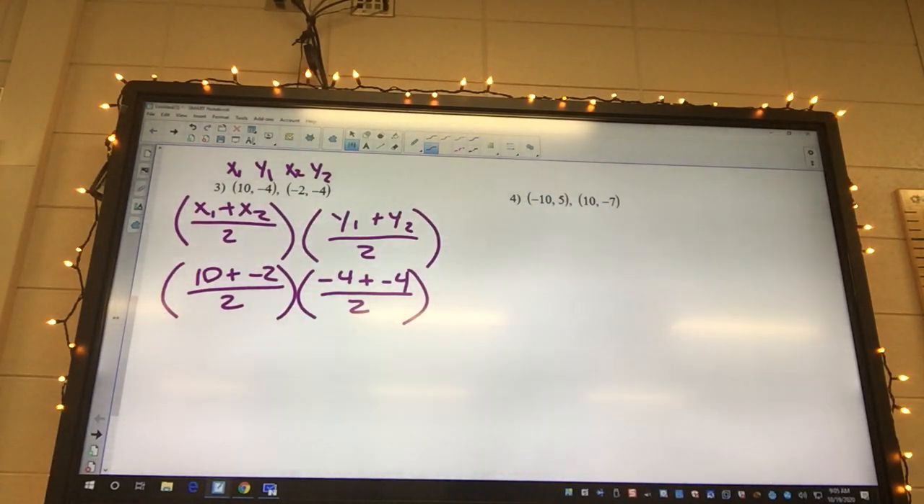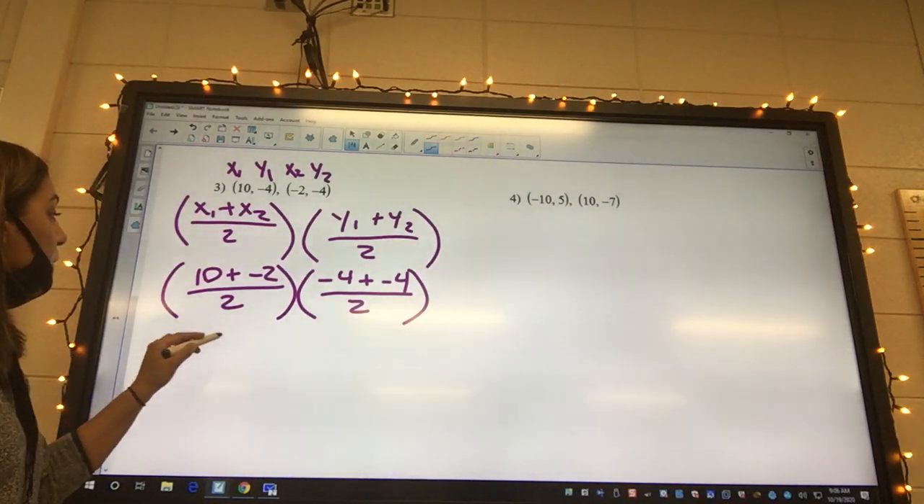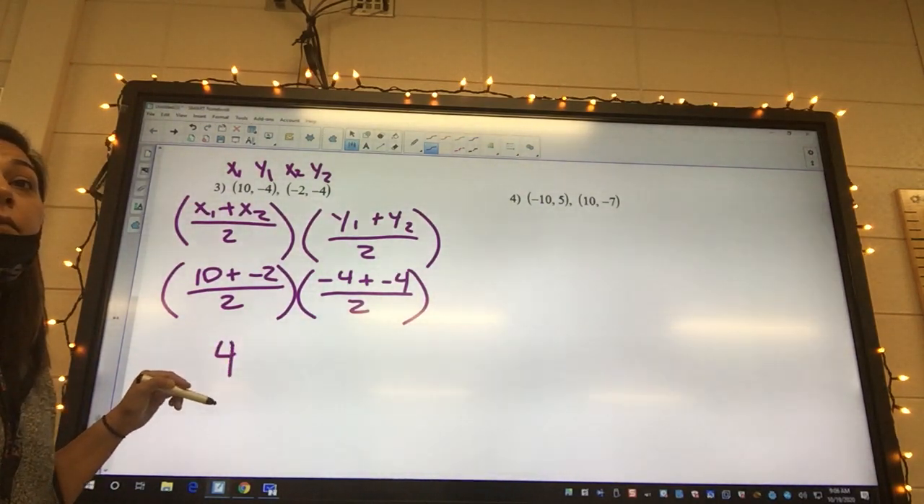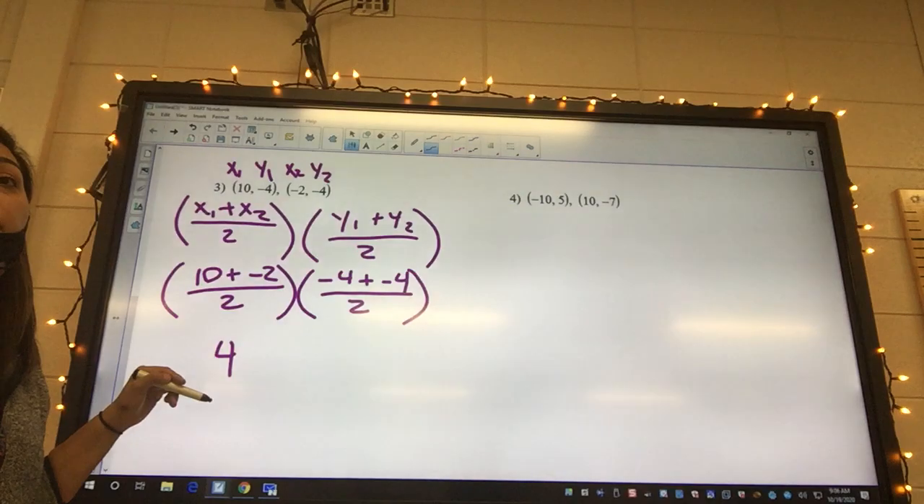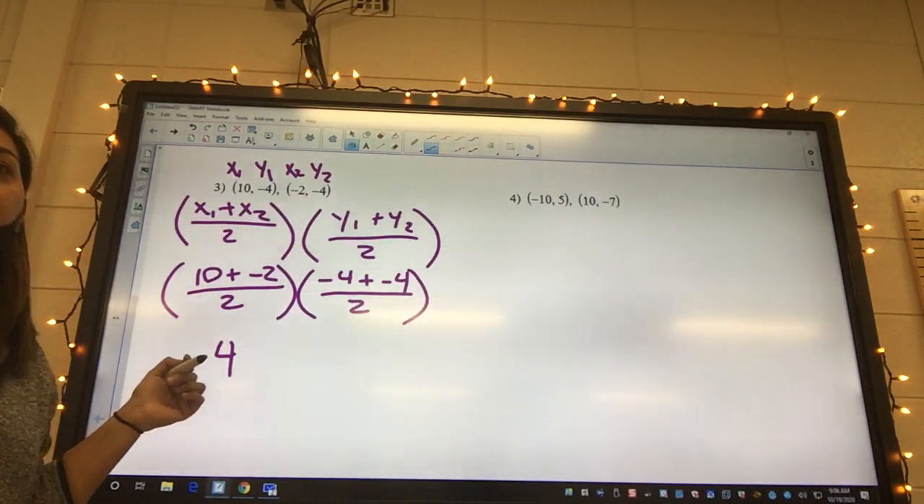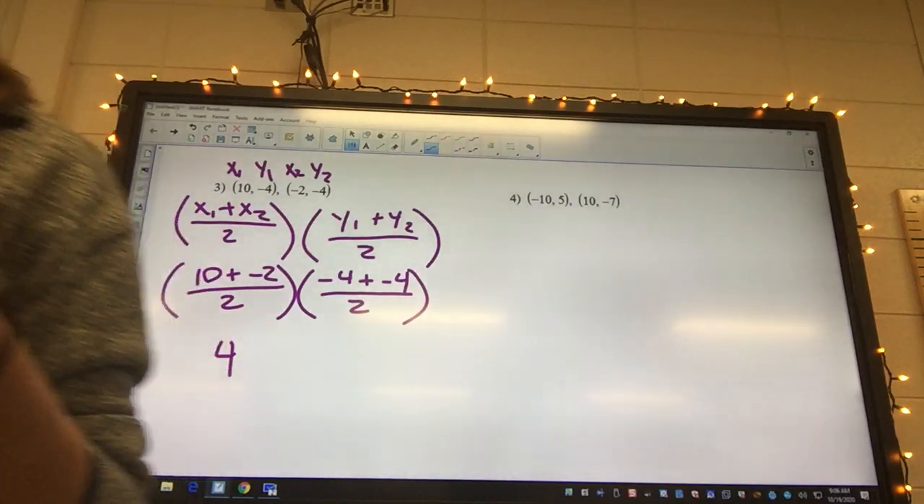Okay, what did you get for the first x's? 4. 4, does somebody agree? Do it on your calculator. I don't necessarily trust Mario's math.